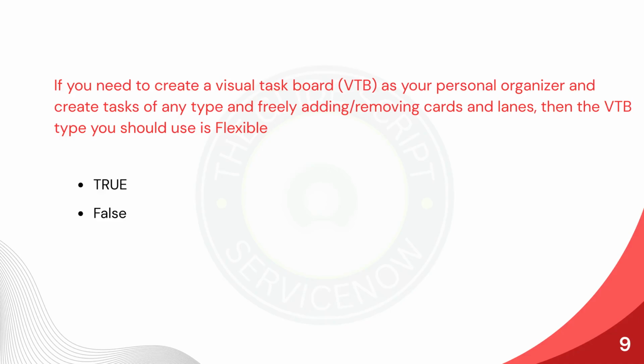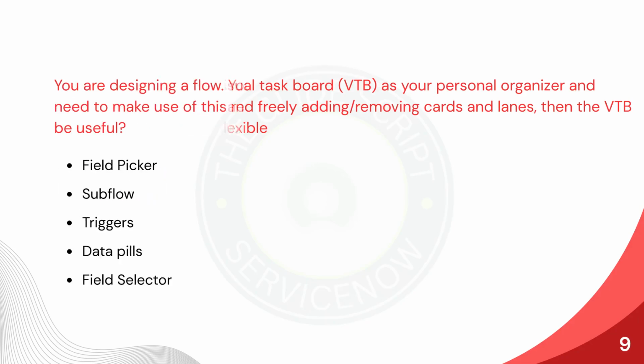If you need to create a visual task board, VTB, as your personal organizer and create tasks of any type and freely add and remove cards and lanes, then the VTB type you should use is flexible. Is it true or false? It is true. A flexible visual task board is designed for personal organization and allows users to create tasks of any type, freely add and remove cards representing tasks, and freely add and remove lanes representing stages or categories.